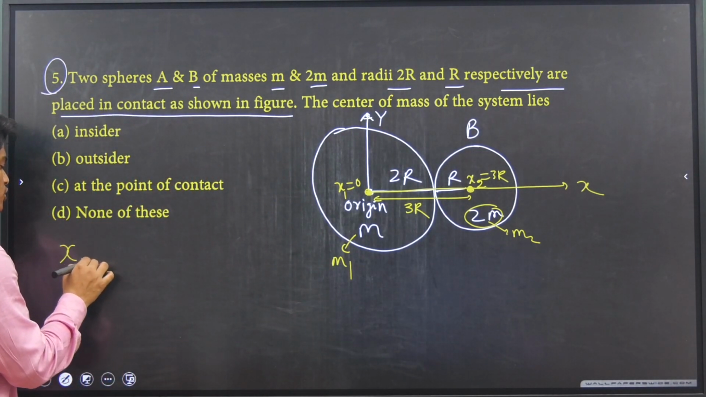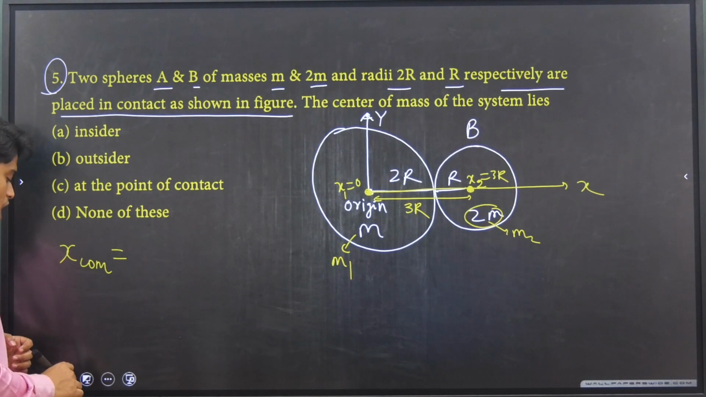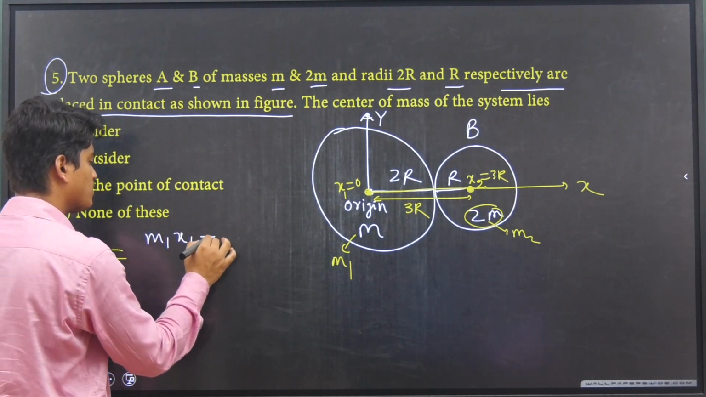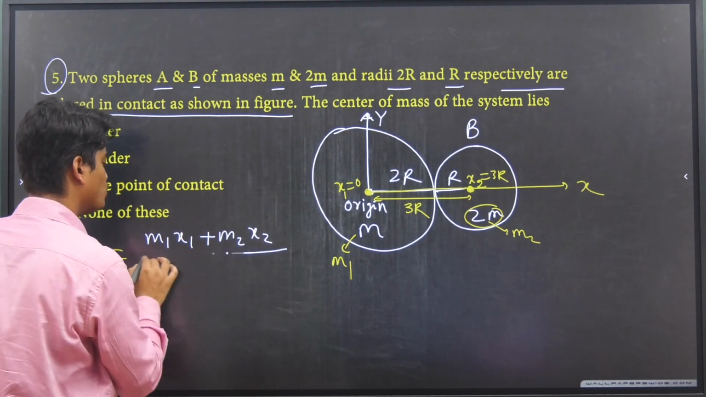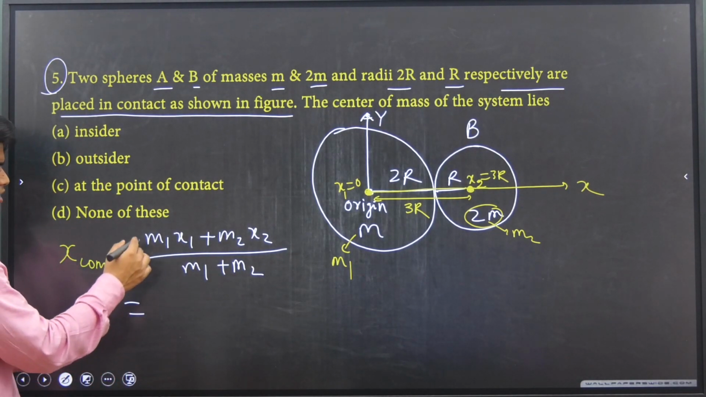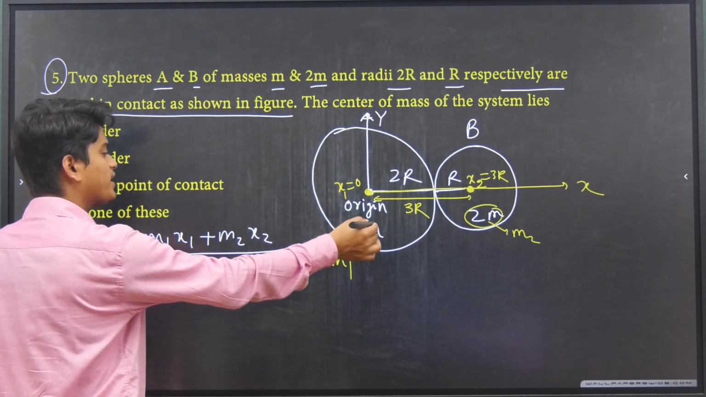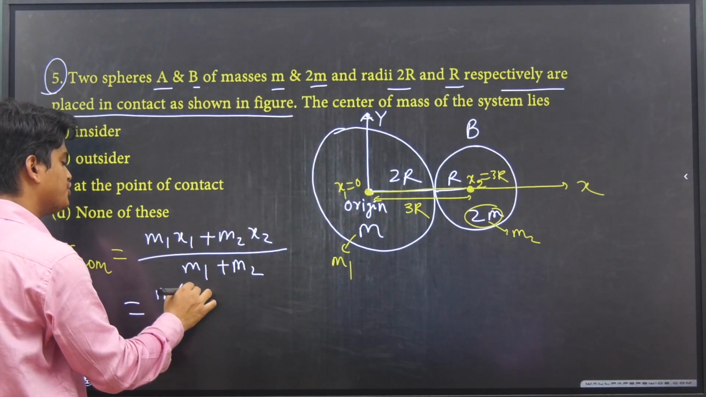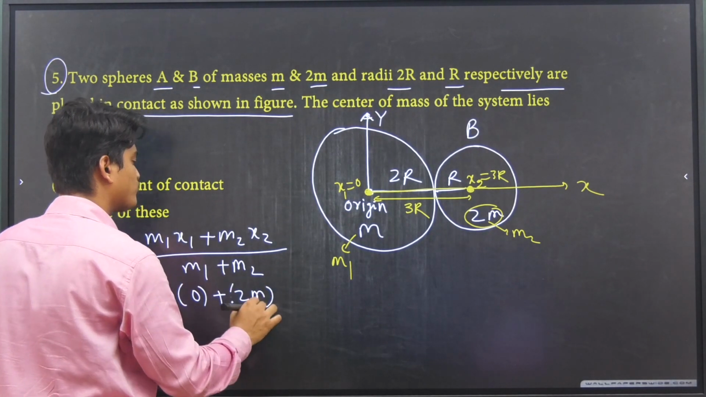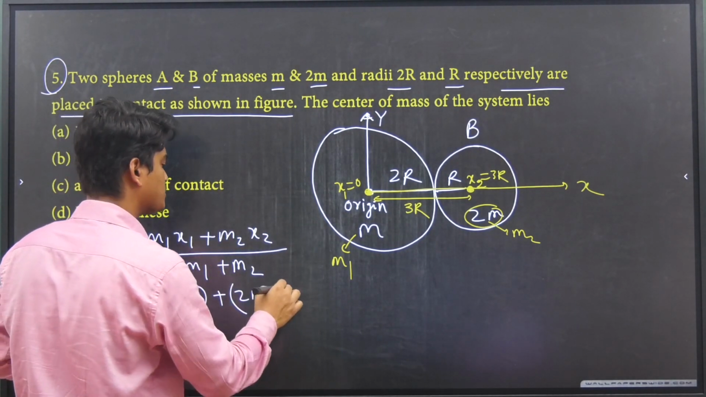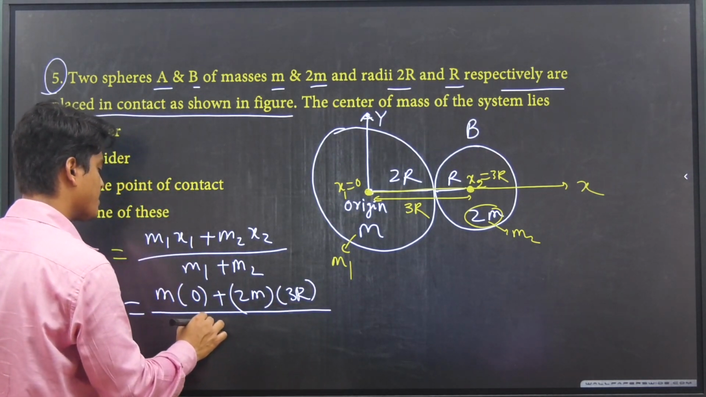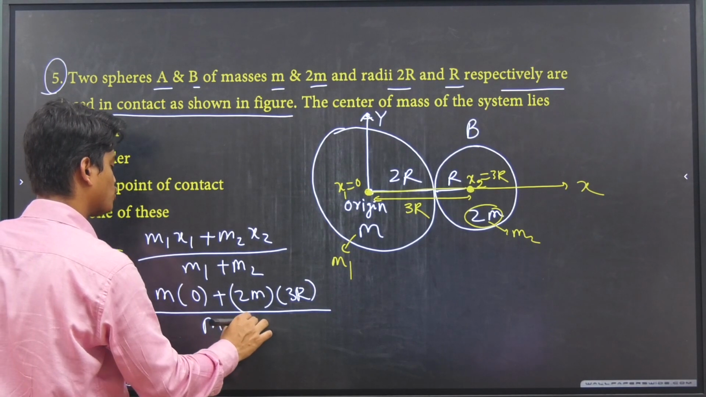For discrete masses, what formula? XCM is m1 x1 plus m2 x2 divided by m1 plus m2. Now put the m1 value. M1 value is m, and x1 value is 0. M2 value is 2m, so put 2m. X2 value is 3r, keep 3r here. Then divided by m plus 2m.